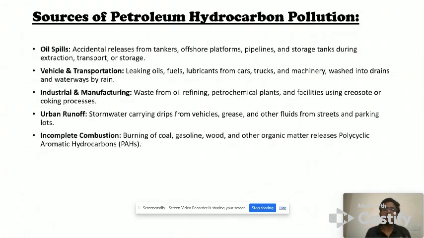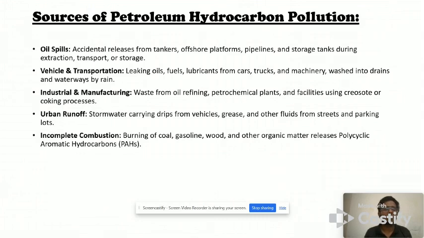So, what are the sources of this petroleum hydrocarbon pollution? The sources are oil spills, accidental releases from tankers, offshore platforms, pipelines, and storage tanks during the extraction, transport or storage process. From vehicles and transportation, leaking oils, fuels, and lubricants from cars, trucks, and machinery are washed into drains, and they connect to waterways by rain.